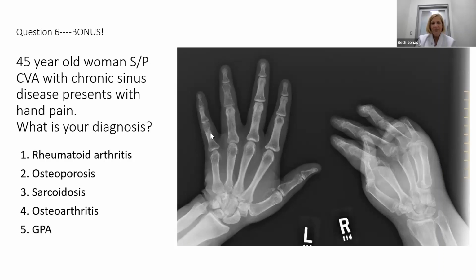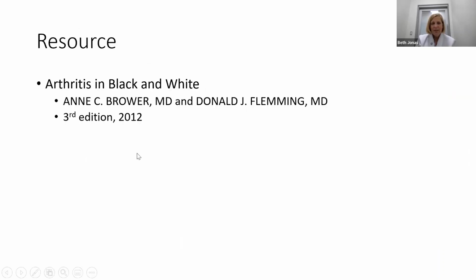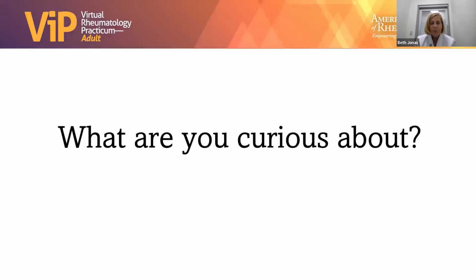Okay, good work, everybody. So this is a really nice resource I want to point your attention to. This is a book. It was last updated about 10 years ago, but it's still an oldie but a goodie, and a really, really nice resource in looking at how to systematically assess plain radiographs. So Arthritis in Black and White, great resource, and I encourage you all to get it. It's actually a very small book and it's a quick read. And it's something that I refer to all the time. So I'm going to stop there, and if there are questions, I'm happy to answer them.